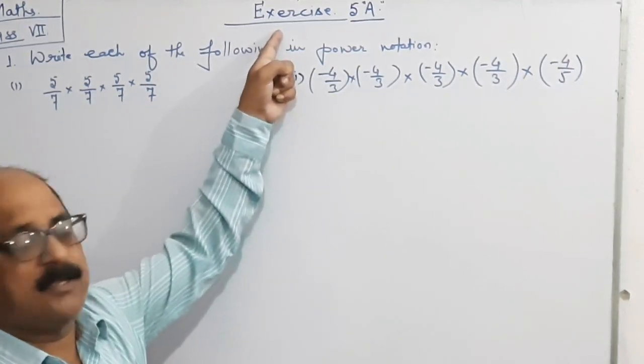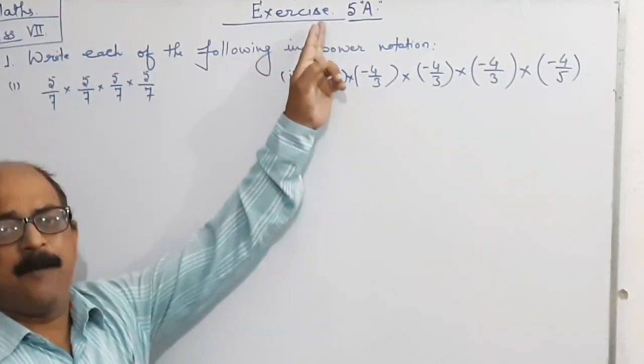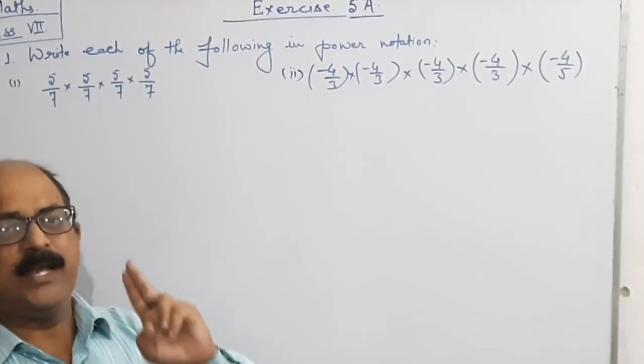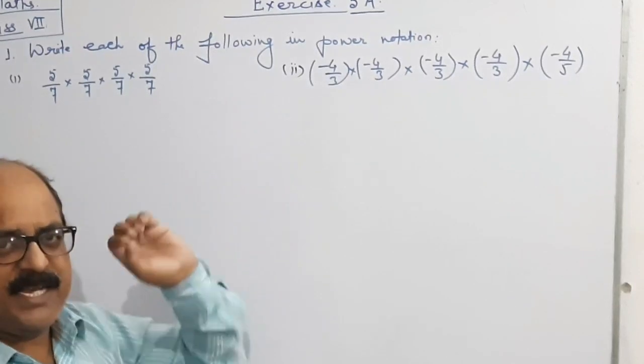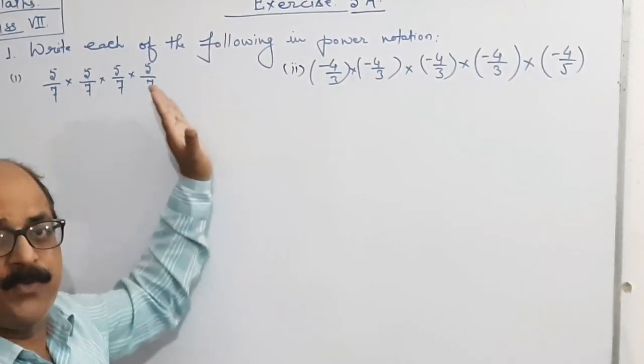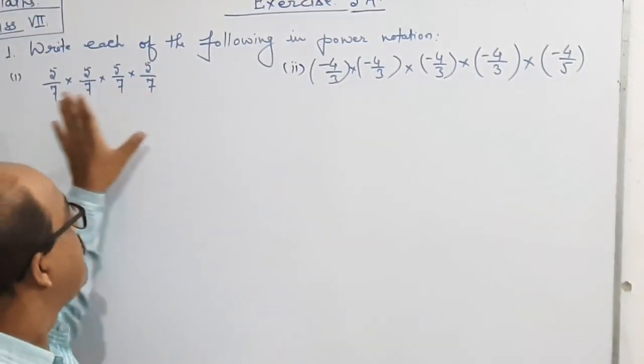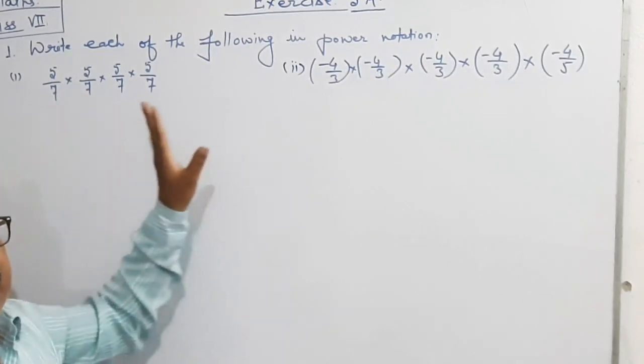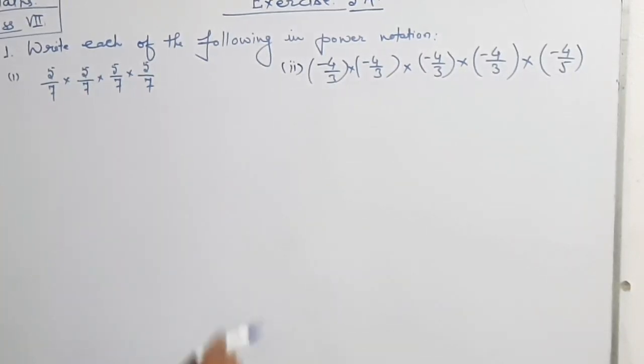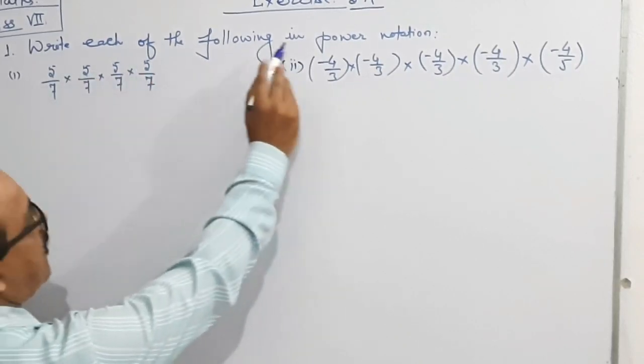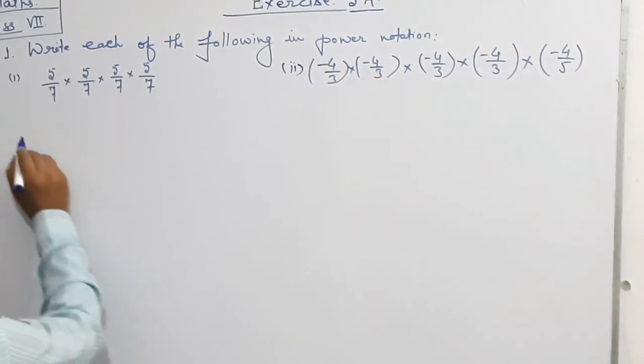Chapter 5a. Related examples, example number 1 to 11 I have given, which is very easy for you, and with the help of these examples we will try to solve all exercise questions.